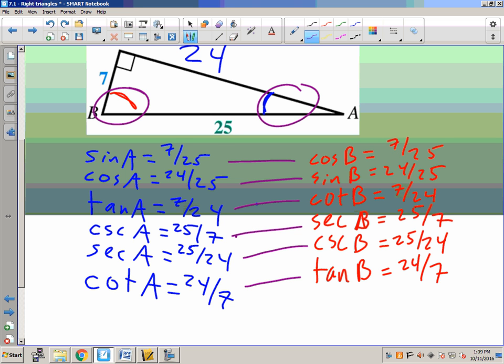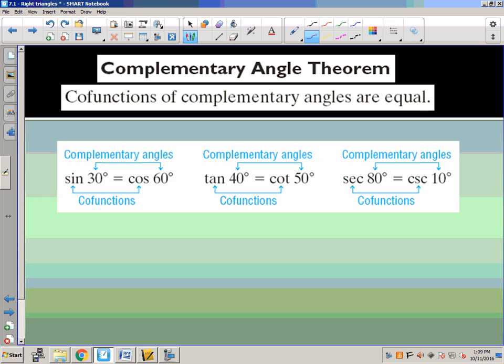You ready for this? Cofunctions of complementary angles are, fill in the blank. Cofunctions of complementary angles are equal. Always. Cofunctions of complementary angles are equal. Meaning if you've got two functions that are cofunctions and one of them has one angle and the other one has its complement, then the values of those two cofunctions are going to be equal. And there's some examples up here that kind of illustrate this.